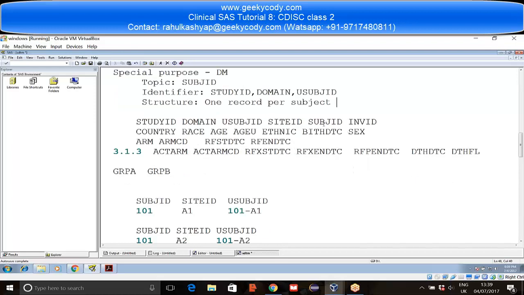For a single subject, all these will not change, right? So only one record should be there. If the treatment changes, we have multiple variables. We can increase the variable numbers, like first dose date, second dose date, third dose date. But only one observation should be there, one record per subject. So clear about DM?